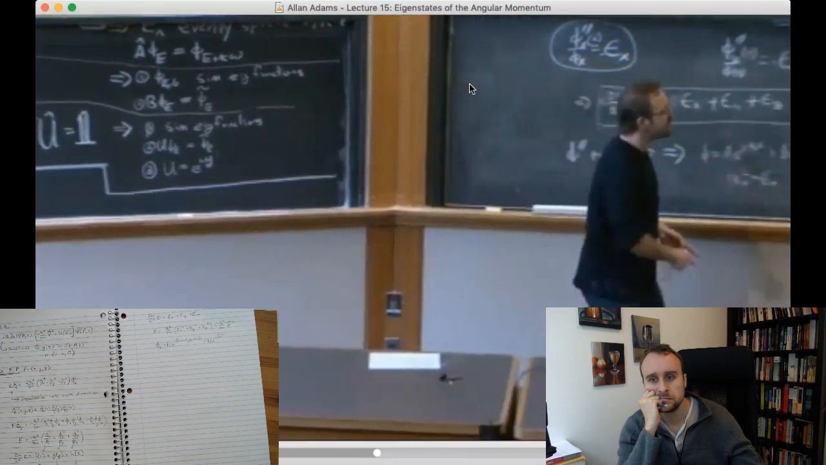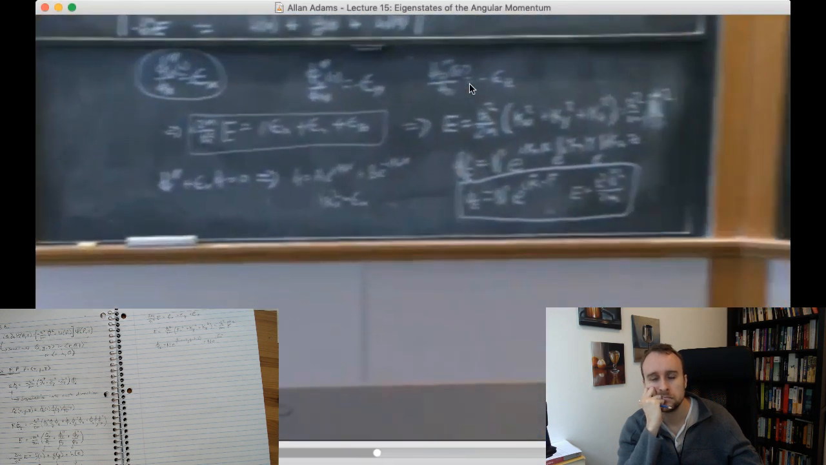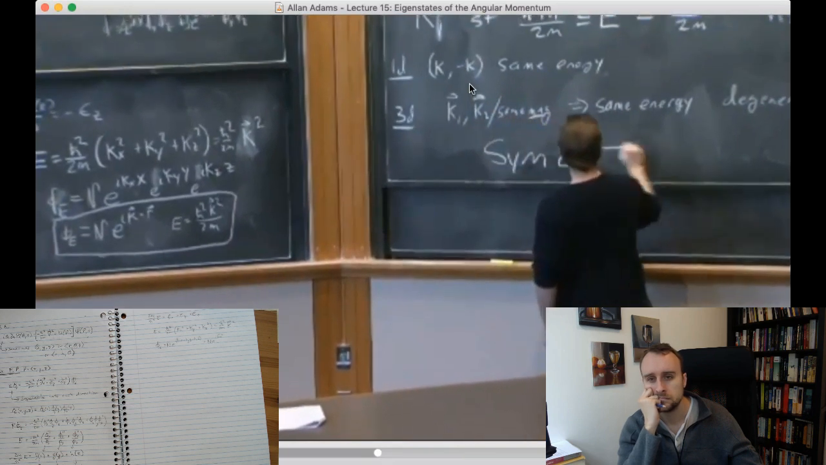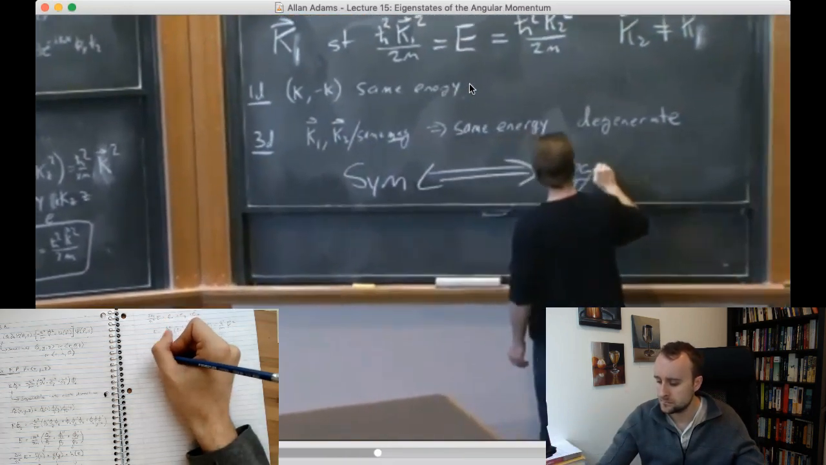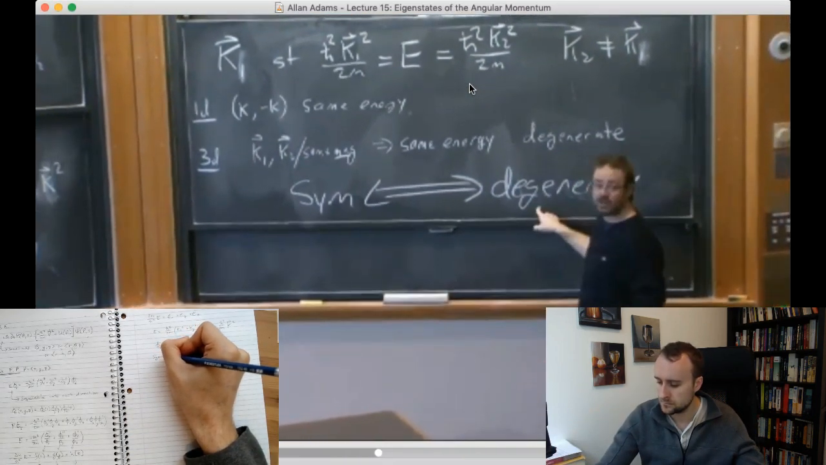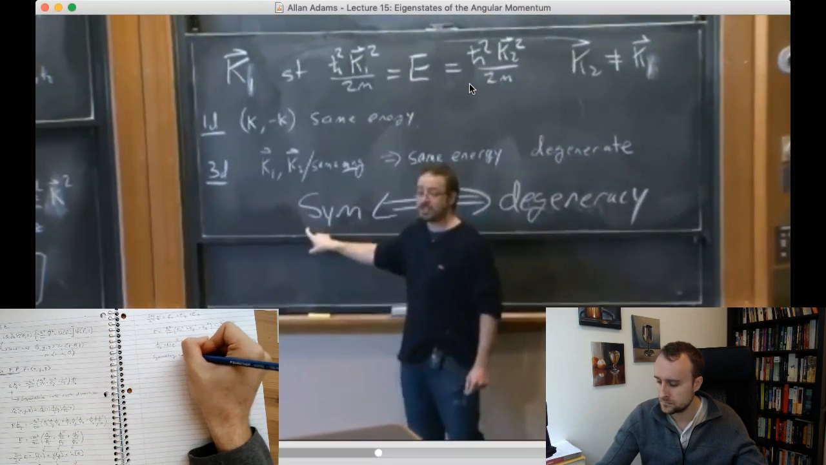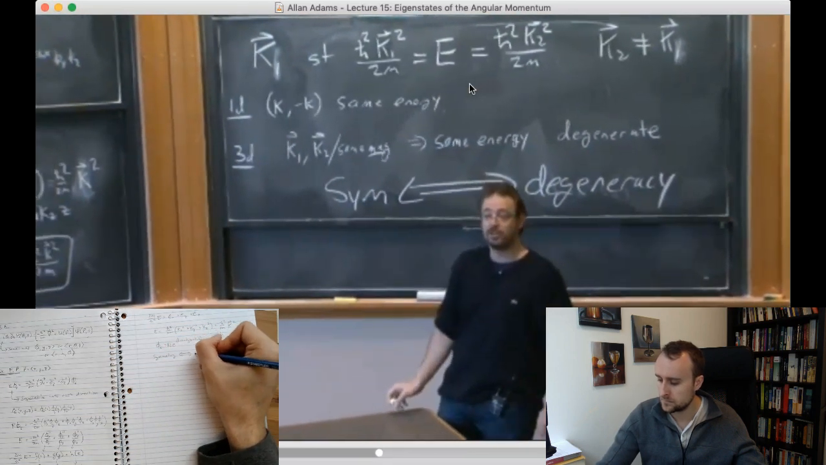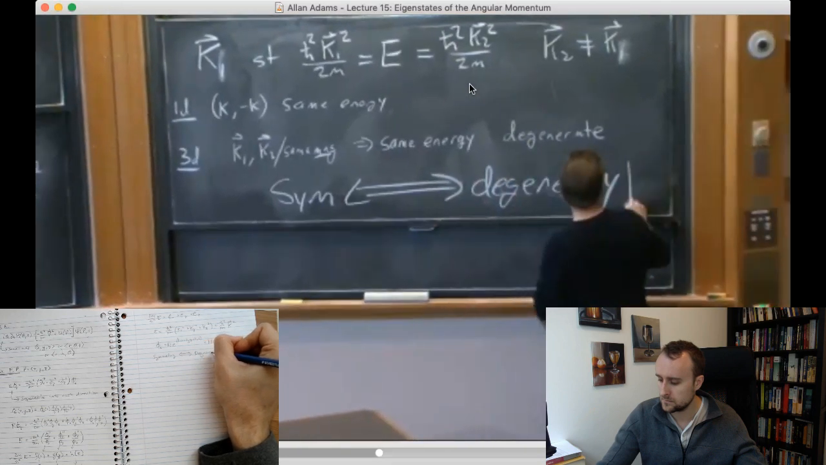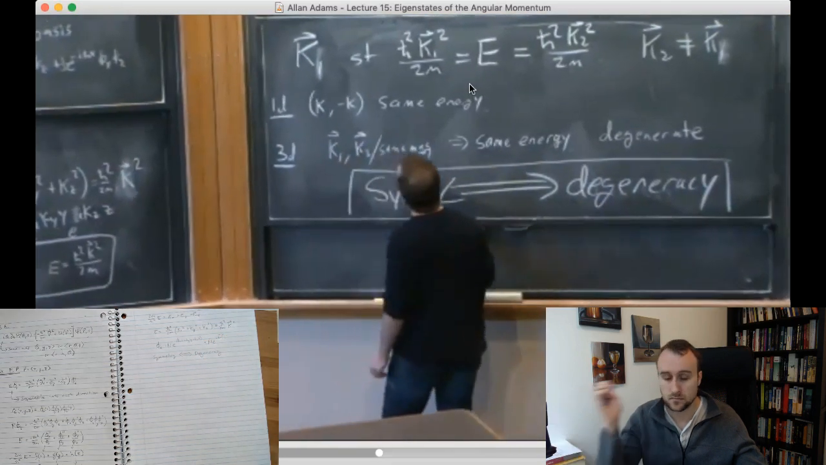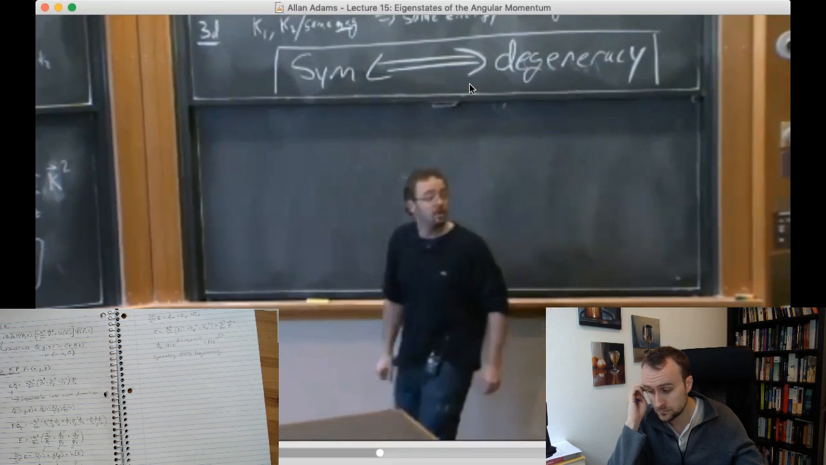Cool? And this is a really lovely example, both in 1D and 3D, that when you have a symmetry, you get degeneracies. And when you have a degeneracy, you should be very suspicious that there's a symmetry lurking around, ensuring it. Okay? And this is an important general lesson, way beyond the specifics of the free particle. Yeah?